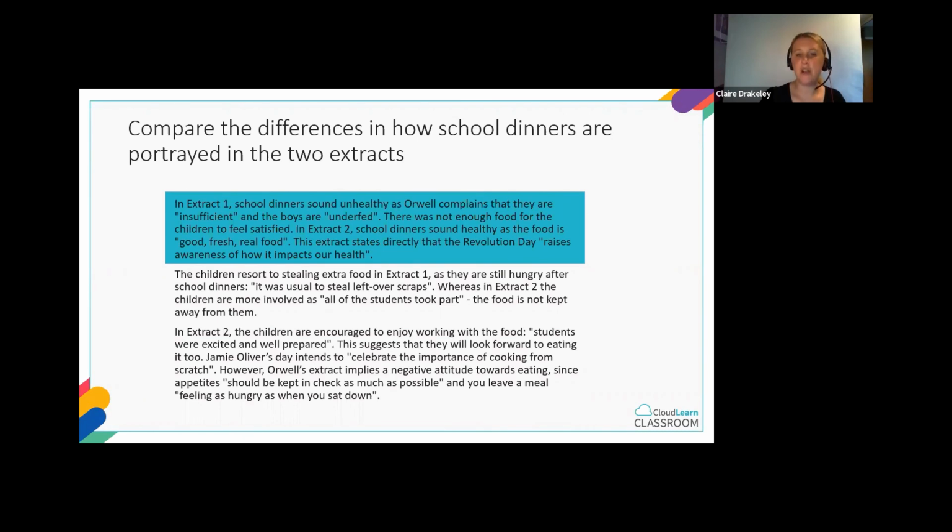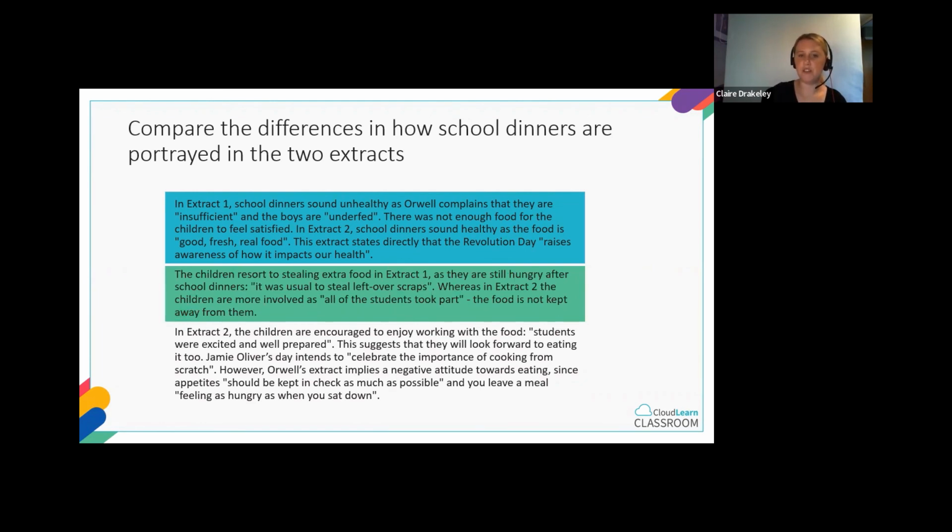We first get the unhealthiness of extract 1 with quotes as evidence, and then the healthiness of extract 2 again with quotes. Sticking with the one topic and showing how it is presented in both extracts efficiently compares them with each other. Paragraph 2 is concerning the involvement the children have with the food.